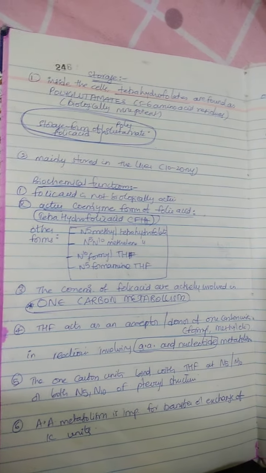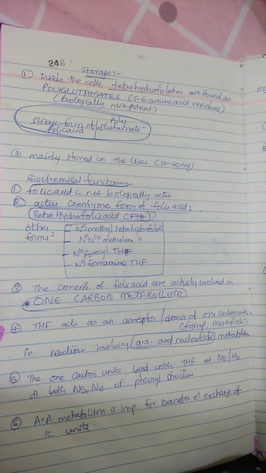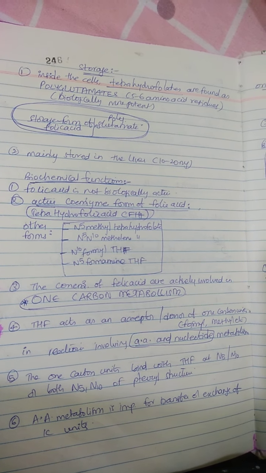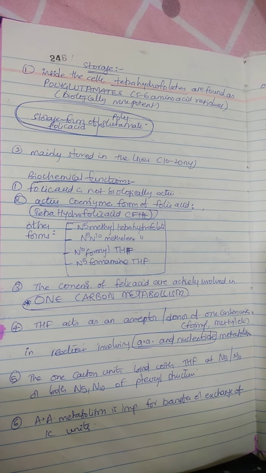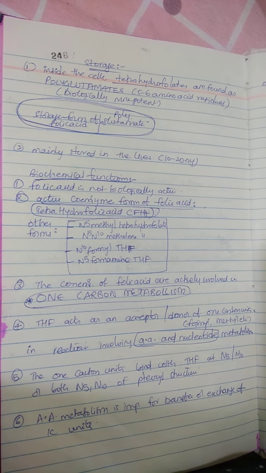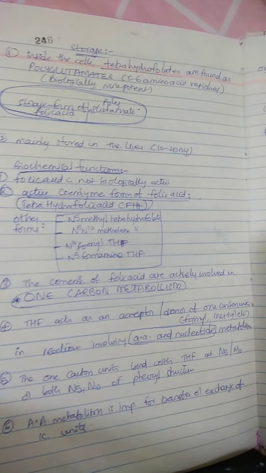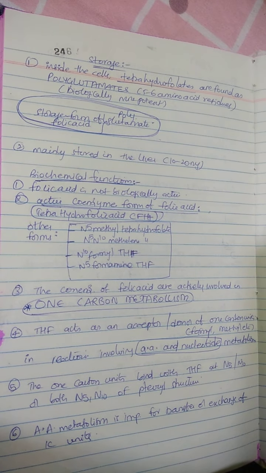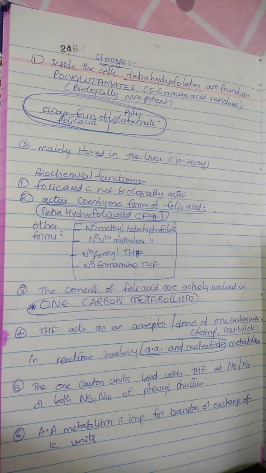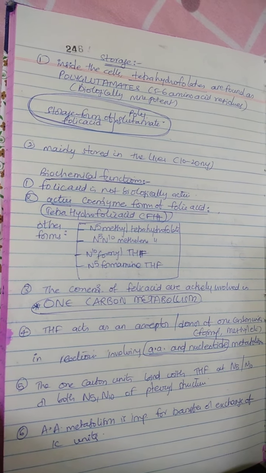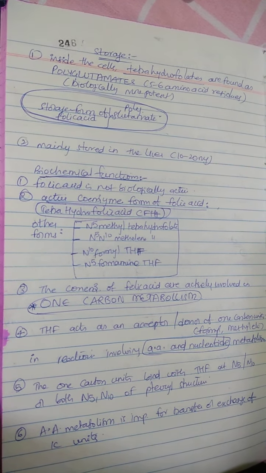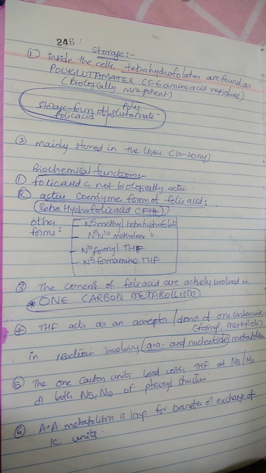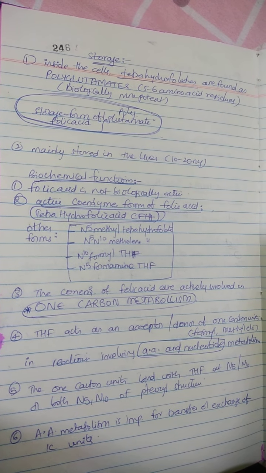Let us go to the storage. Storage of folic acid is inside the cells as the tetrahydrofolate form, and generally it is stored in polyglutamate form, that is, 5 to 6 amino acid residues are attached, and it is biologically more potent. The storage form of folic acid, especially the polyglutamate, is mainly stored in the liver, 10 to 20 mg. And the biochemical functions of folate: folic acid is not biologically active.